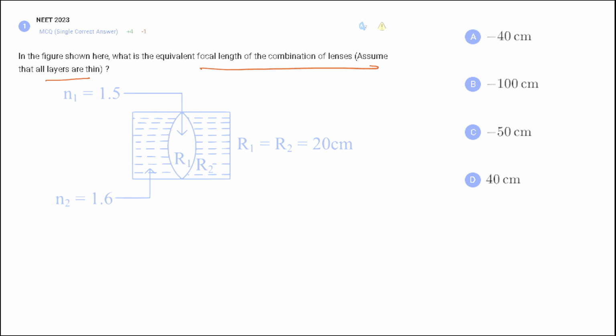R2 is also 20 centimeter. So we can say that 1 by f3 is equal to minus 3/100, same as the first one. So what is f total? 1 by f total is equal to 1 by f1 plus 1 by f2 plus 1 by f3, so that becomes -1/100. So f total becomes minus 100 centimeter. So your answer is B, the correct one.